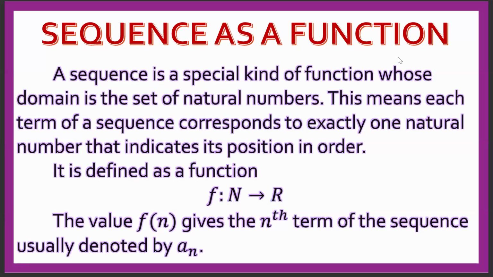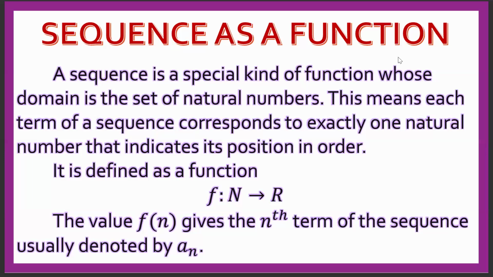A sequence is a special kind of function whose domain is the set of natural numbers. This is a very important line: whose domain is the set of natural numbers. This means each term of the sequence corresponds to exactly one natural number that indicates its position in order. It is defined as a function f from N to R. Here, R may be the set of real numbers, or the set of some objects, but the domain must be the set of natural numbers.